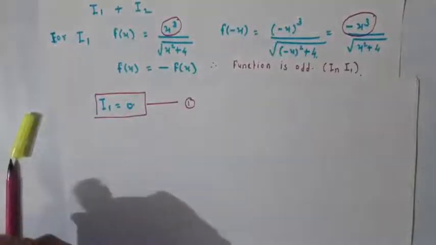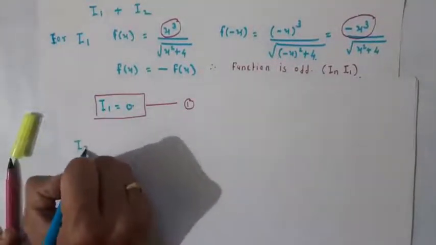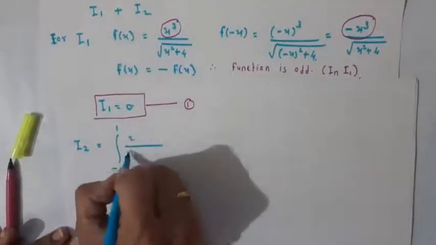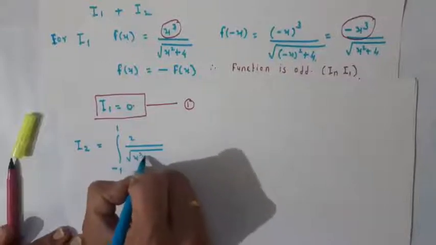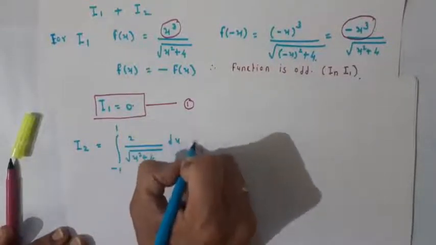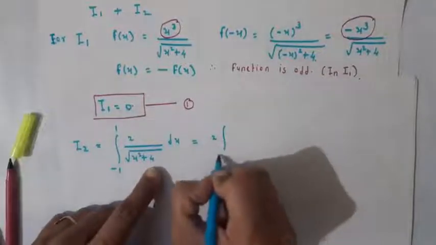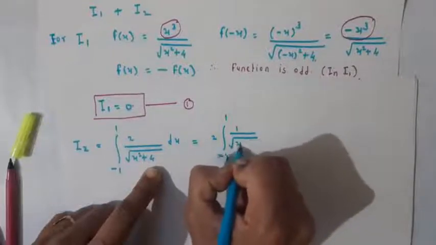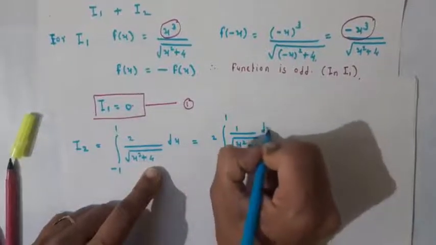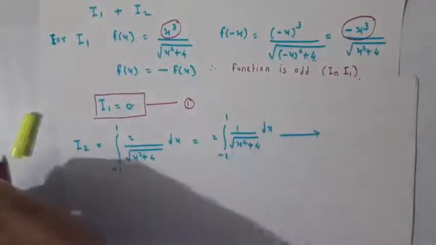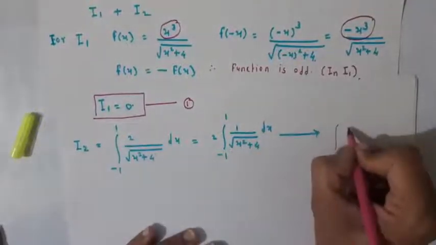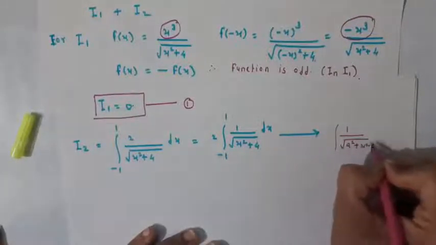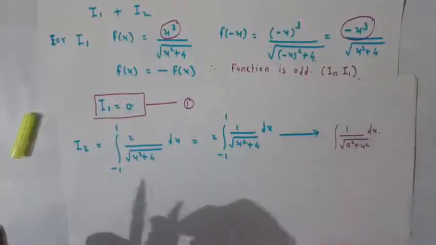Now let us find out I2. What is I2? The integration I2 equals the integral from minus 1 to 1 of 2 upon square root of x square plus 4 with respect to x. Now take 2 outside the integration: minus 1 to 1 of 1 upon square root of x square plus 4 with respect to x. So by using this property, that is the integration of 1 upon square root of a square plus x square with respect to x, we can solve.